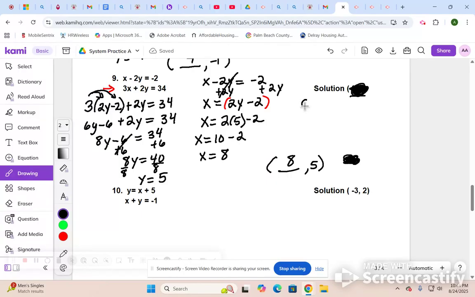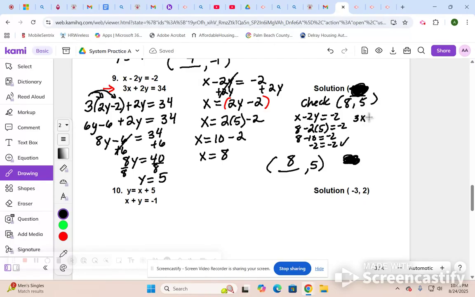Well, we should always check. Check the solution 8, 5 in both. Here's the first one, x minus 2y equals negative 2. Replace x with 8, y with 5, and see if this is true. Well, this is 8 minus 10 equals negative 2. That is negative 2 equals negative 2. So this does check.